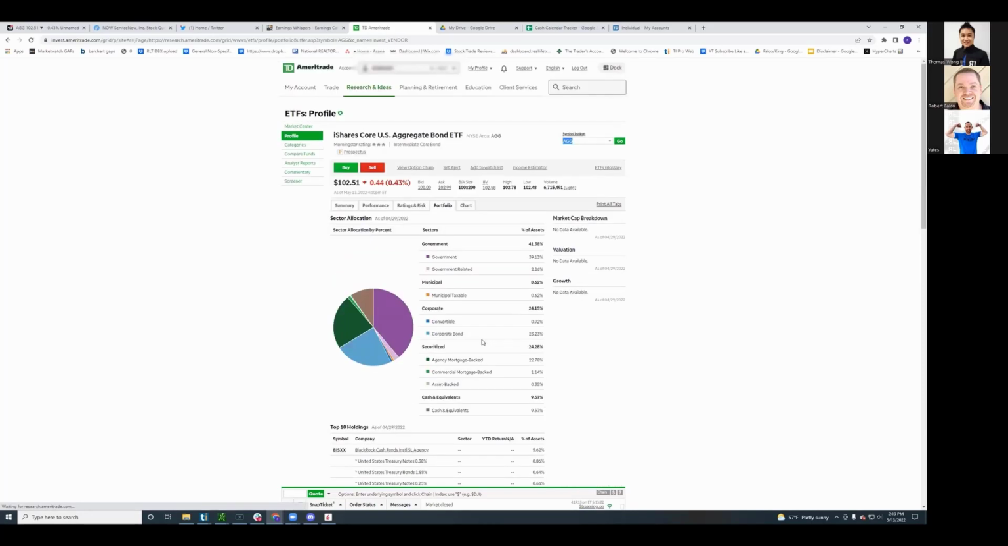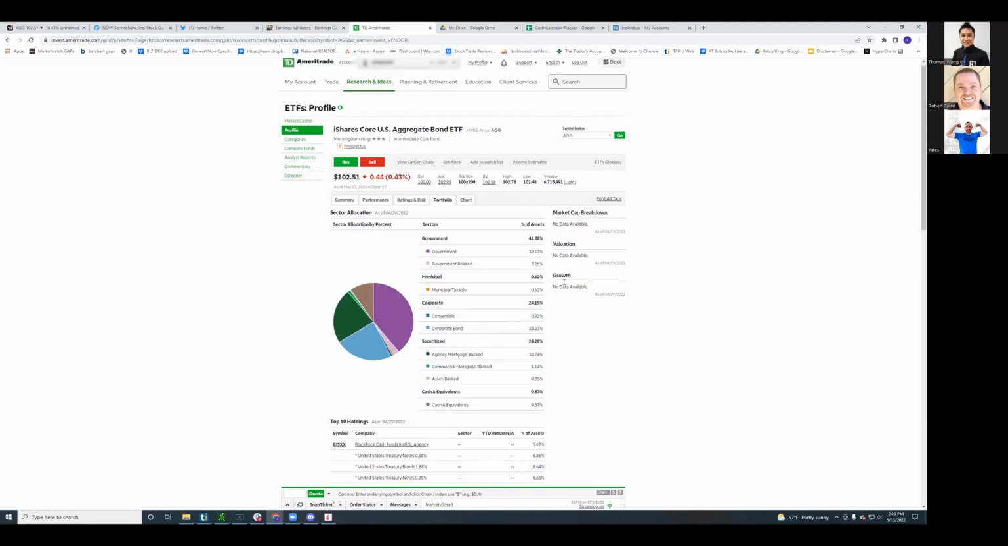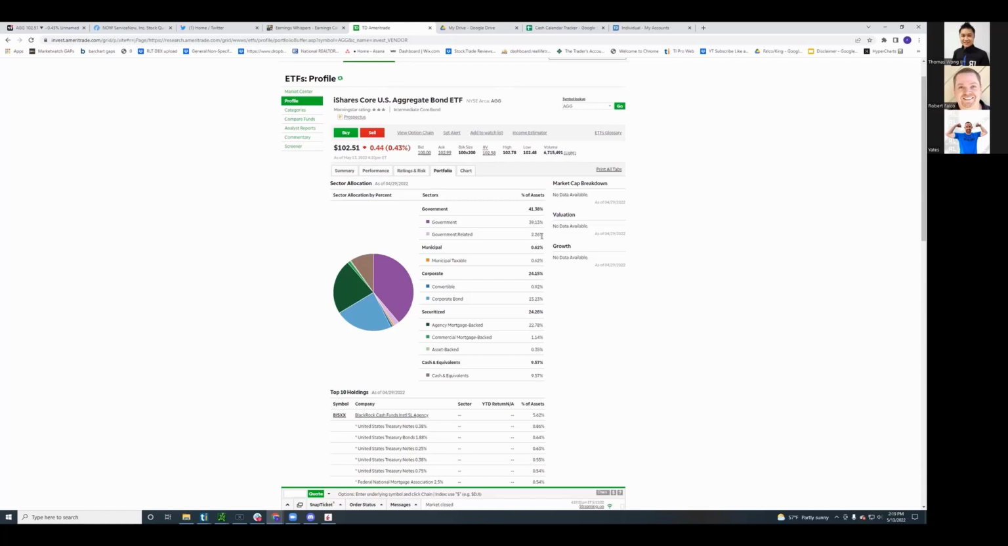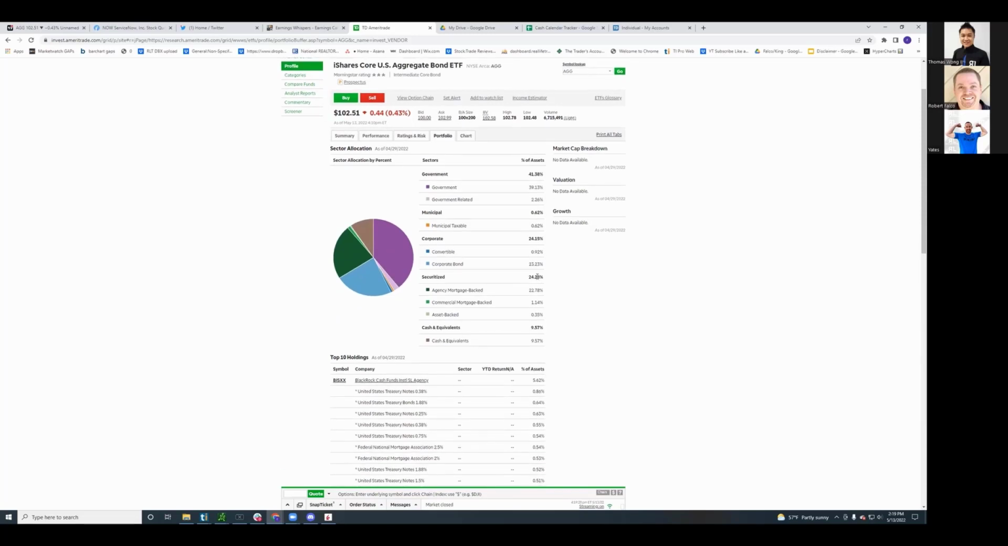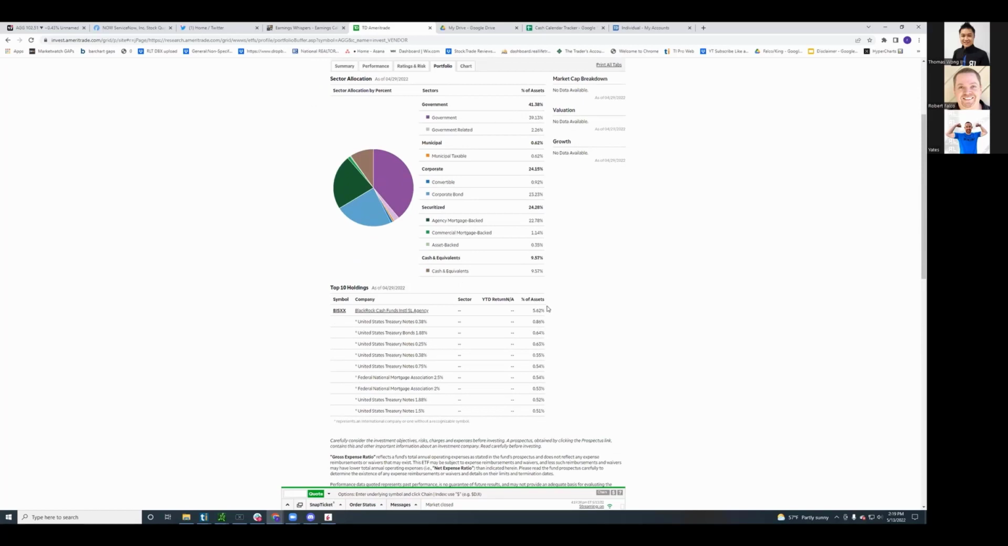And then you can come in and look at what this thing owns. So 41% of it is government bonds. As Thomas said, 39% government, 2.26 government related. Municipals like city, state, county, corporate, so you've got convertibles and just regular. And then securitized is your mortgage-backed securities or commercial, and then cash and cash equivalents. And this tells you what their top holdings are. So obviously this is treasury notes, and these are all individual ones. And then as they mature, they constantly buy new ones, etc.